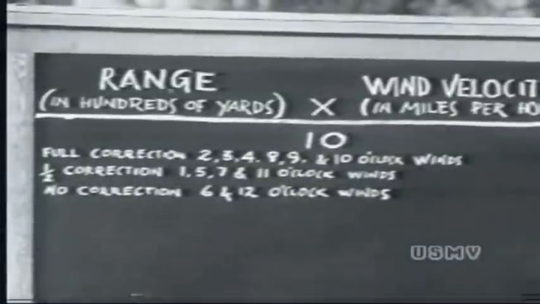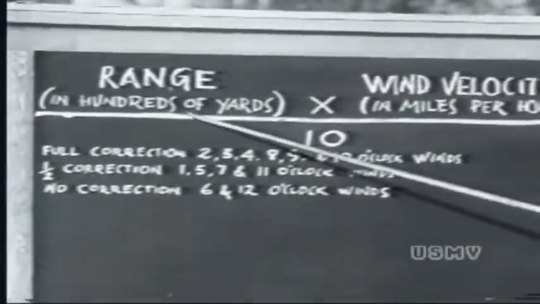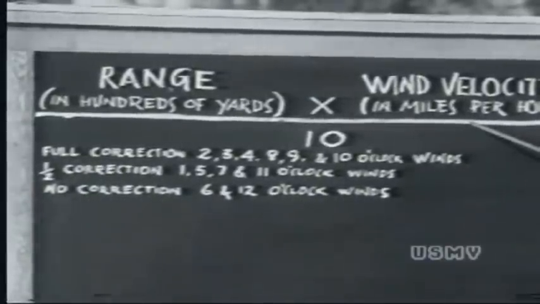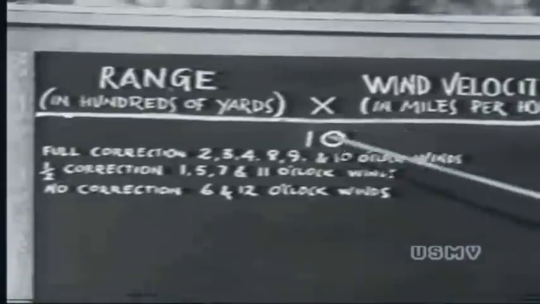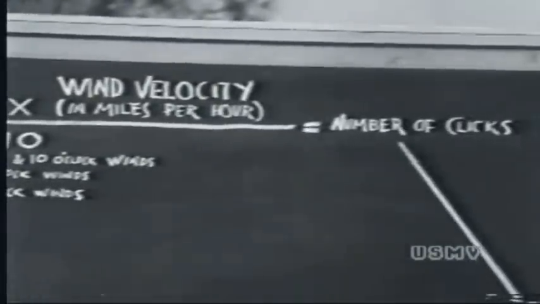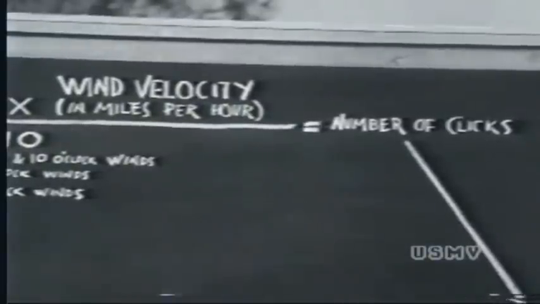Here it is, all in one rule. Range in hundreds of yards times wind velocity in miles per hour divided by 10 equals the number of clicks of windage correction.